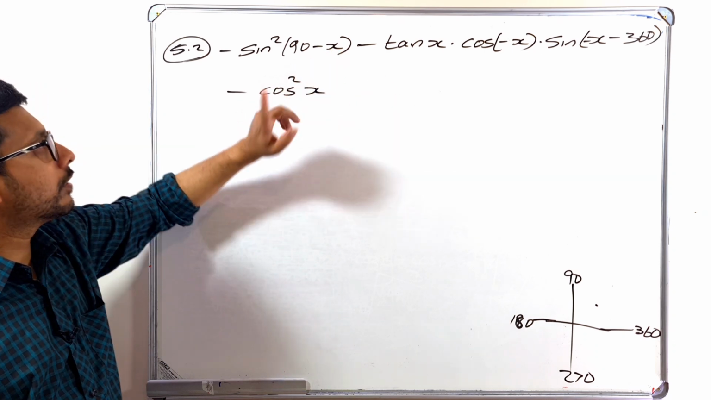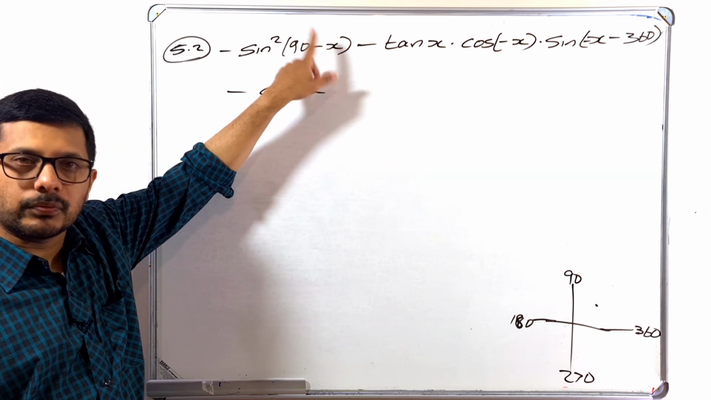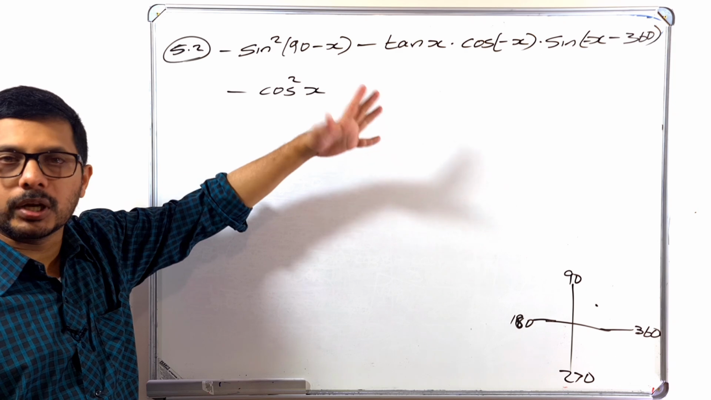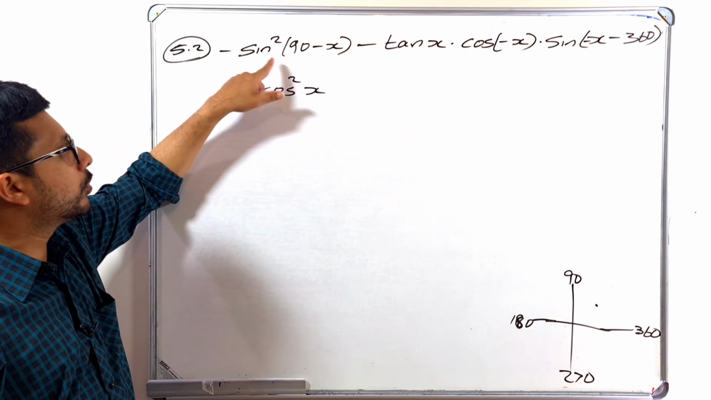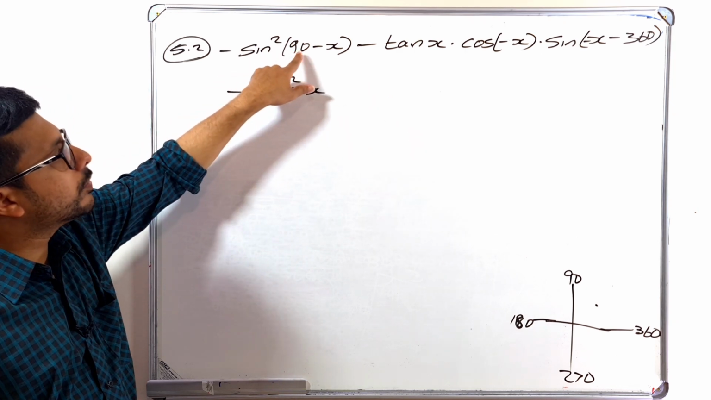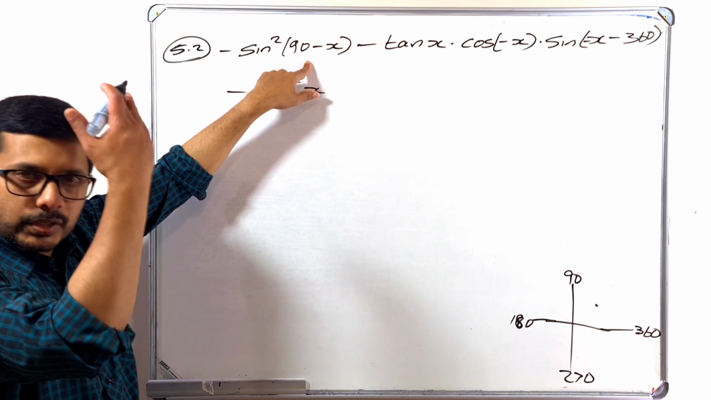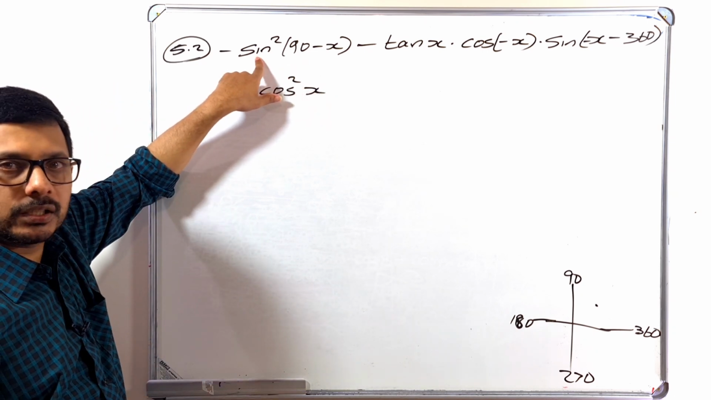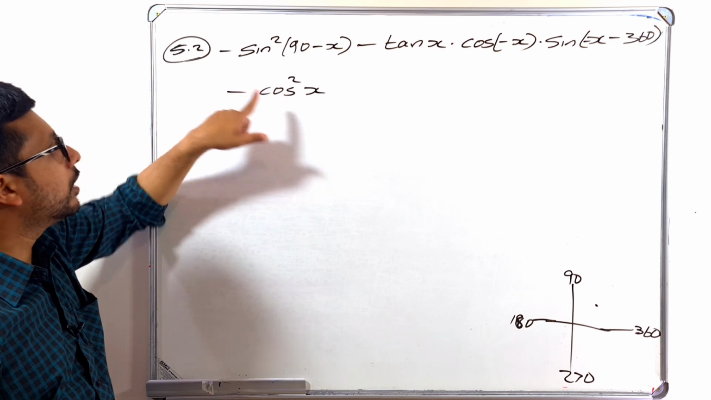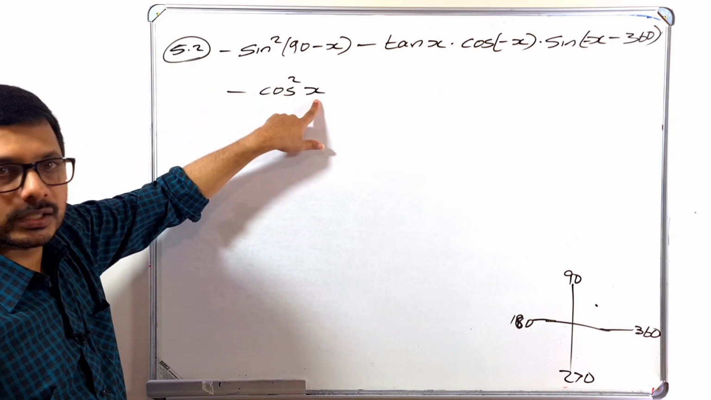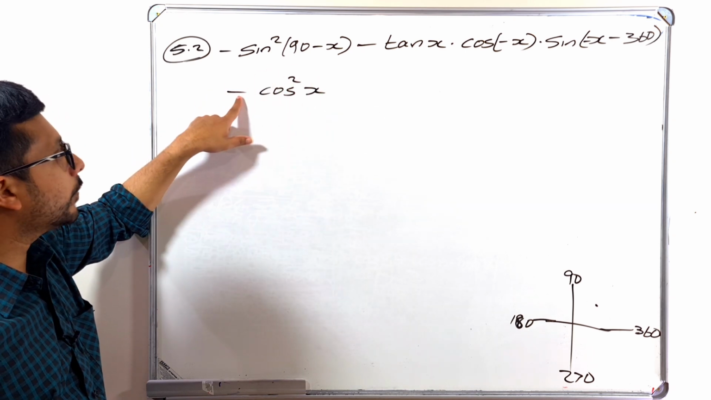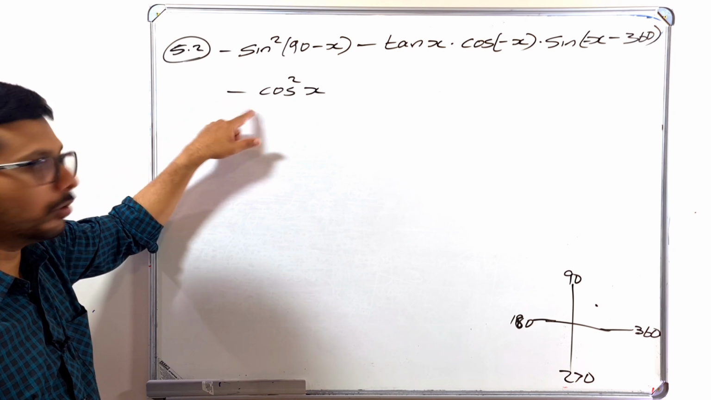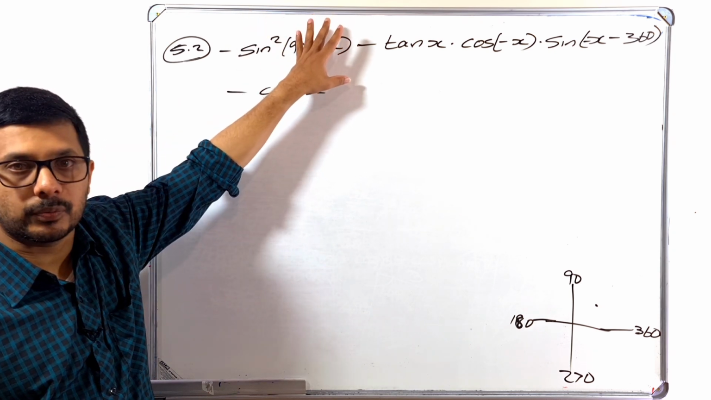Listen once more. 90 minus x is in the first quadrant. In the first quadrant all are positive, so sine is also positive. Then if it is based on 90 or 270, the vertical line, you have to change to its co-function. What is the co-function of sine? It is cos. So it is minus cos square x. And don't be confused, this minus is coming from here, not from applying the reduction formula.